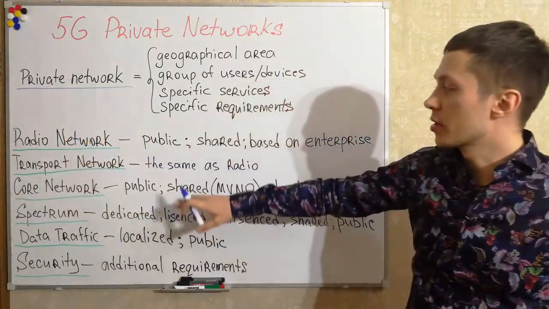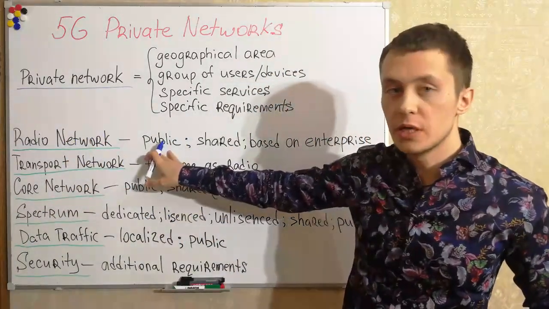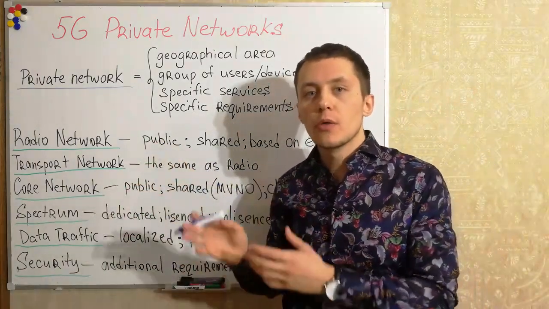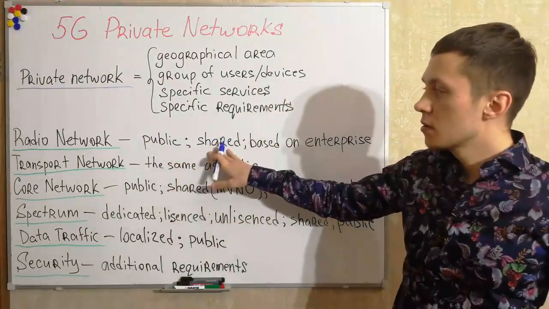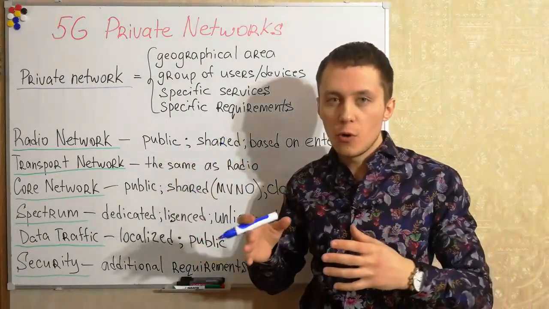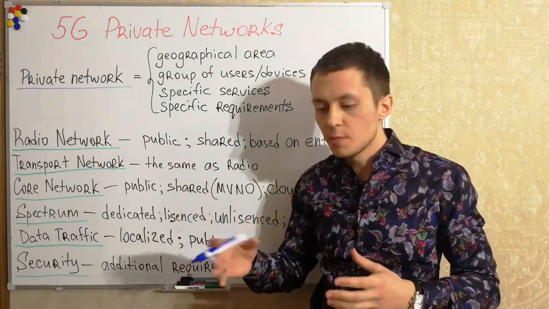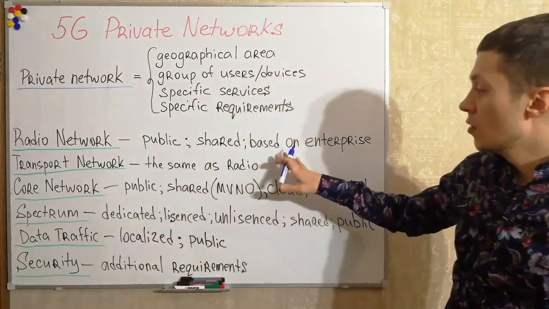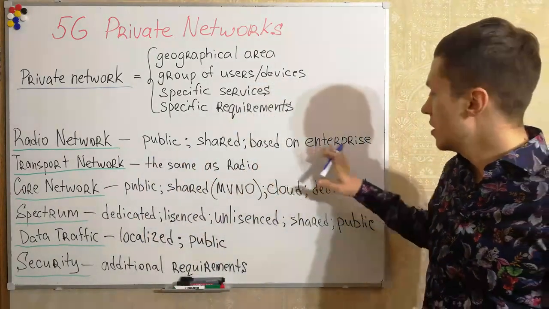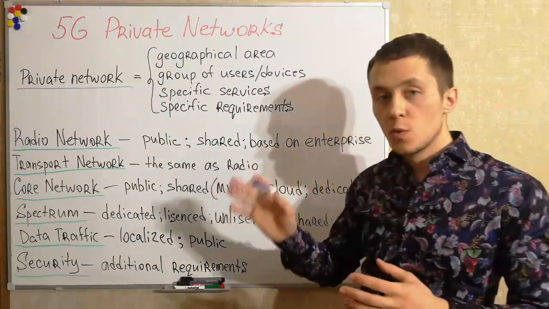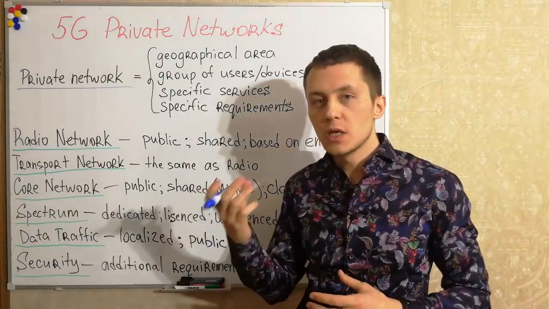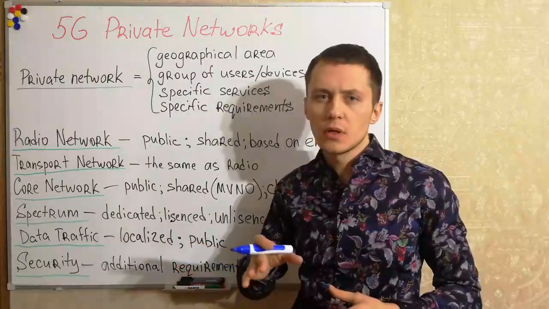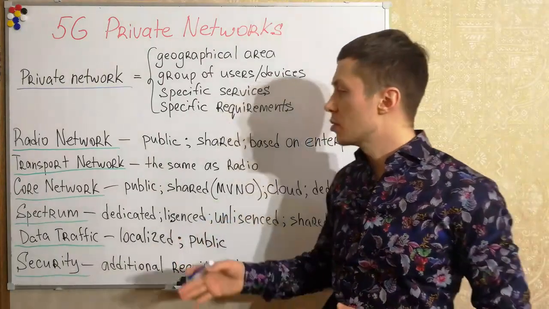For example, the radio network can be public, which means that it completely belongs to a public mobile operator. It can be shared, where some cells relate to a private network, or it can be completely based on enterprise premises. So what does it mean? It means that even physical equipment can be localized and built inside a manufacturer, for example.